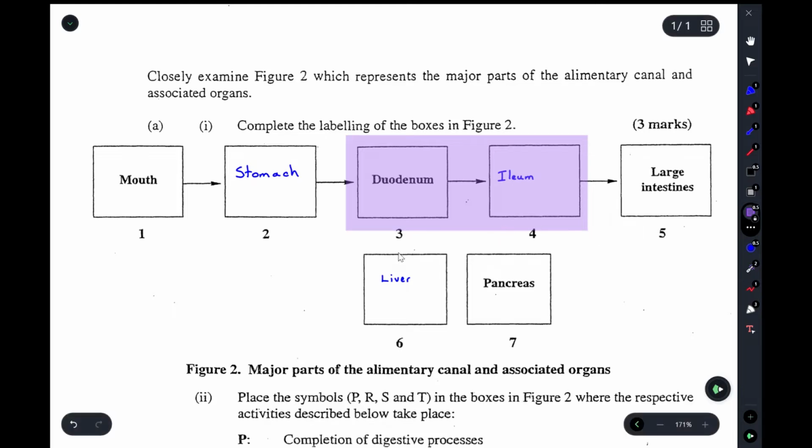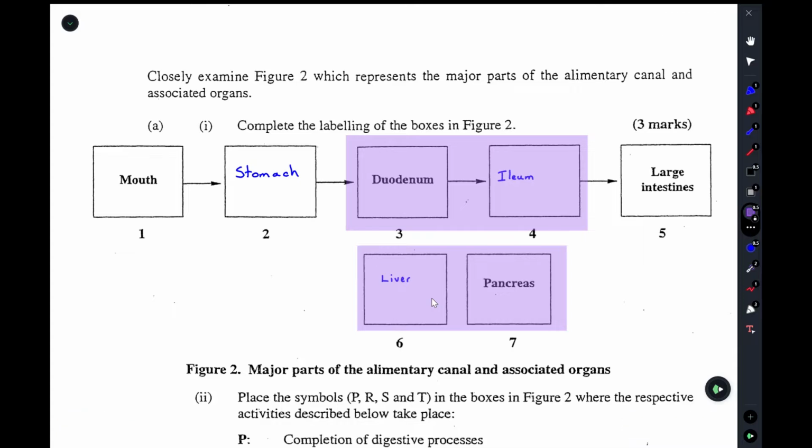Our accessory organs or associated organs would be the liver and pancreas. The liver has a multitude of functions, but in digestion, the purpose of the liver would be to produce bile, which helps to emulsify fats. The purpose of the pancreas is twofold. The pancreas neutralizes the stomach acid in the food flowing out of the stomach into the duodenum. And the pancreas also produces certain enzymes involved in digestion in the small intestine. So, two separate functions there.